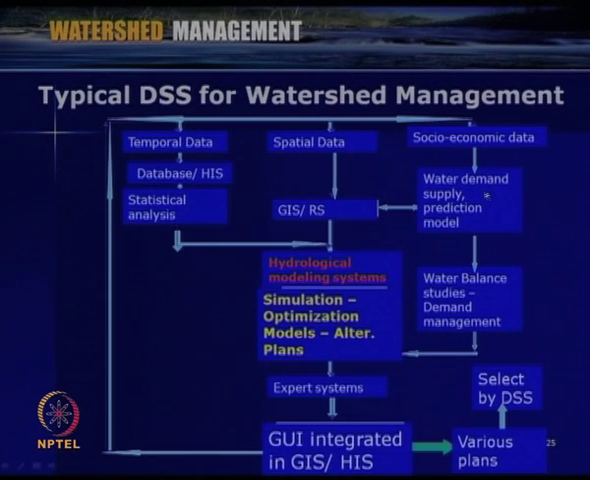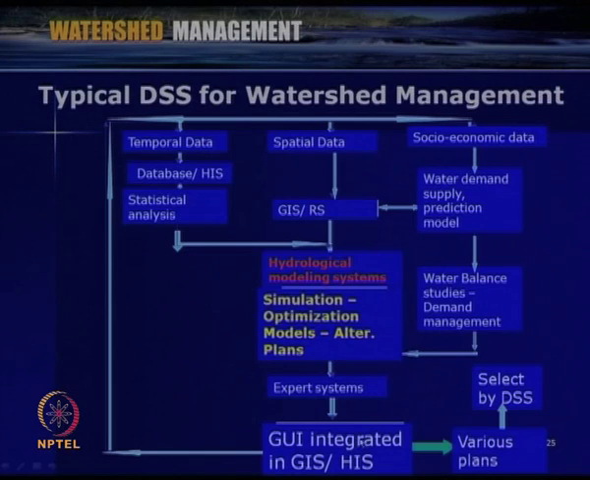Then, for example, if the problem is related to water, we can assess the water demand for the particular watershed, and water available, the water supply, and then we can have the prediction models. Then we can find out water balance studies using the models, then demand management. Then we can have the hydrological modeling systems where we can run various models, using simulation models or optimization models, and then we can generate the alternative plans depending upon the problems, and then we can have the expert systems for that depending upon the problem.